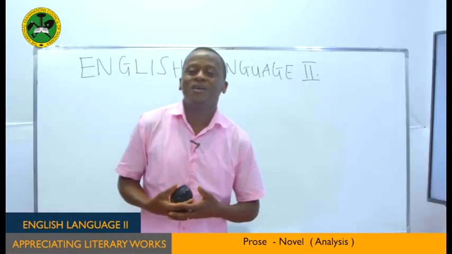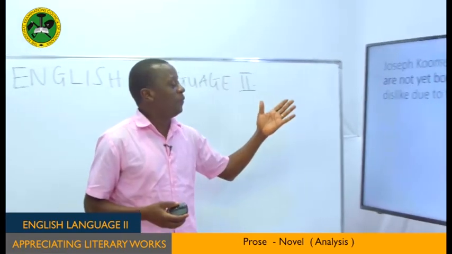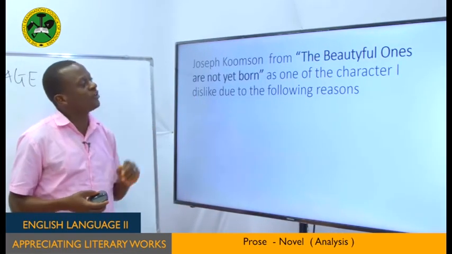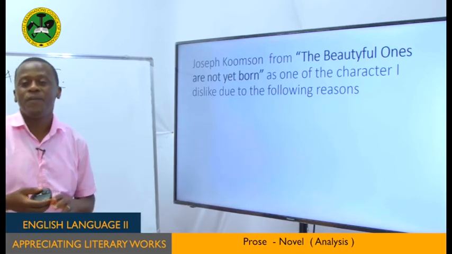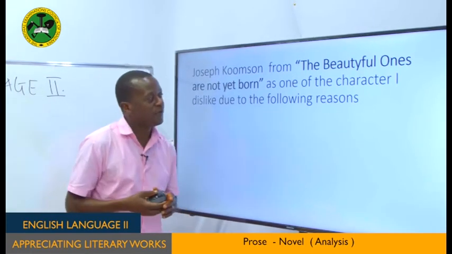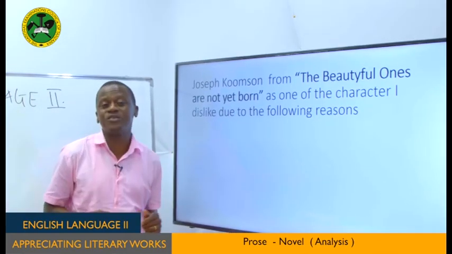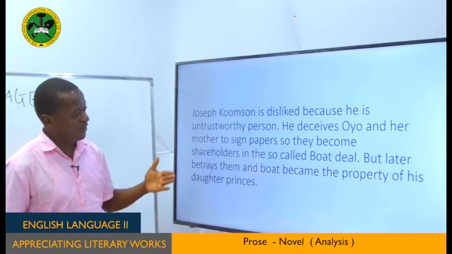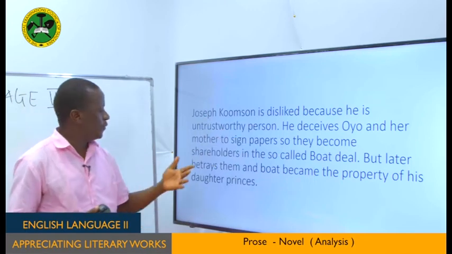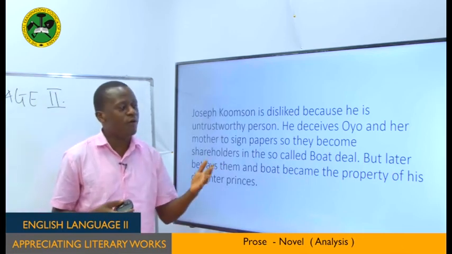Students, welcome back to our second character. And our character here, as said from the introduction, is Joseph Thompson, from a novel titled The Beautiful Ones Are Not Born. He is one of the characters I dislike due to the following reasons. Joseph Thompson is disliked because he is an untrustworthy person. He deceives Oyo and her mother to sign papers so that they become shareholders in the so-called boat deal.